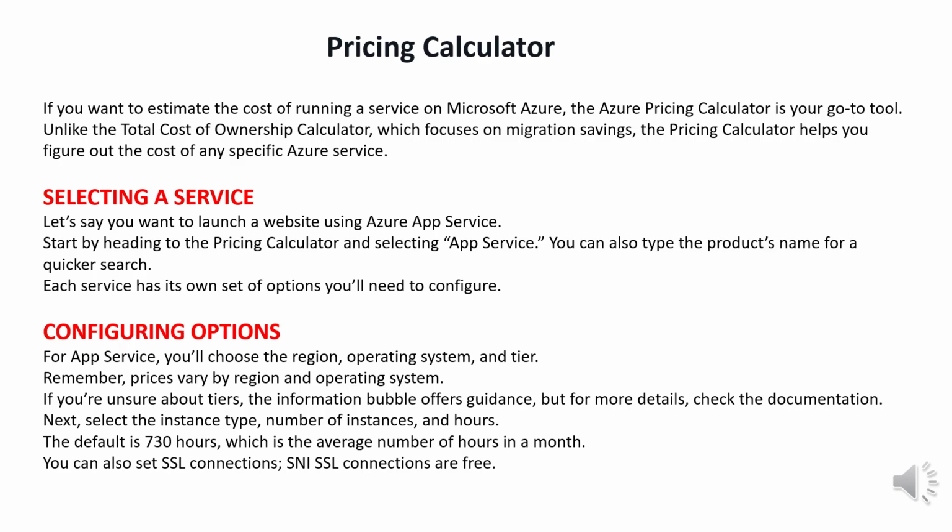Configuring options. For App Service, you'll choose the region, operating system, and tier. Remember, prices vary by region and operating system. If you're unsure about tiers, the information bubble offers guidance, but for more details, check the documentation. Next, select the instance type, number of instances, and hours. The default is 730 hours, which is the average number of hours in a month. You can also set SSL connections. SNI SSL connections are free.